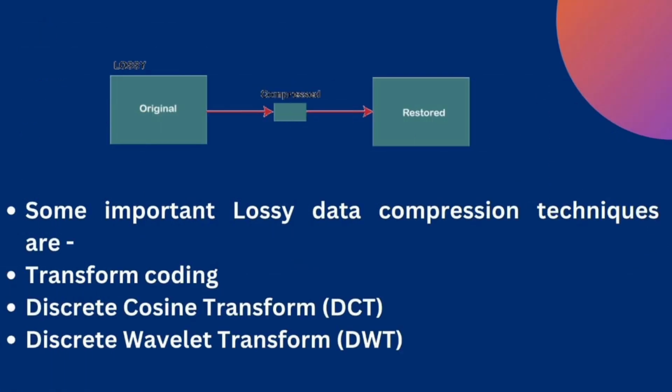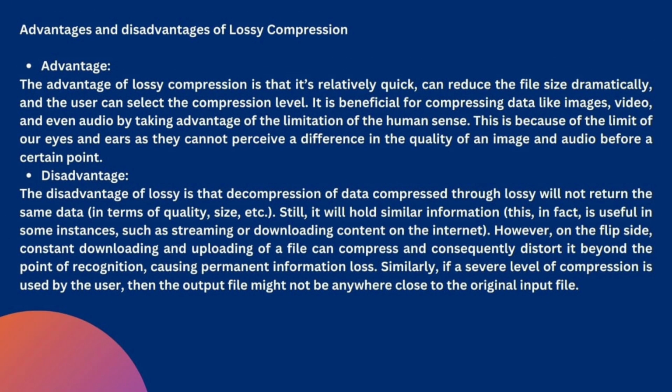Some lossy techniques are transform coding, discrete cosine transform, and discrete wavelet transform. The advantages of lossy compression are that it's relatively quick and reduces the file size dramatically, and the user can select the compression levels also. Compressing data like image, video and even audio can take advantage of the limitations of human senses, because our eyes and ears can't process the difference in quality of image and audio beyond a certain point.